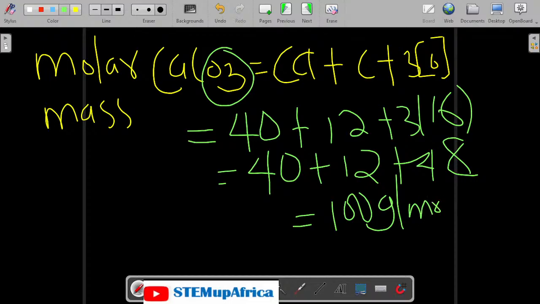Always put the units, otherwise they will deduct marks from you without the SI unit. So the answer is 100 grams per mole. That's the molar mass of calcium trioxocarbonate(IV).